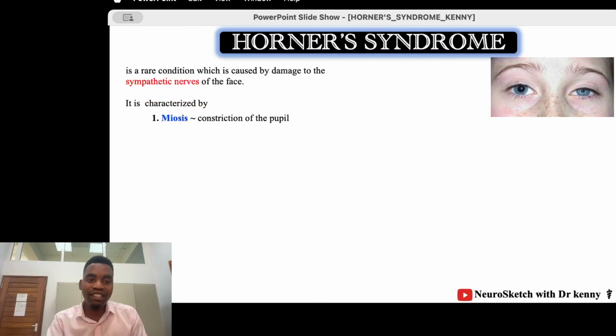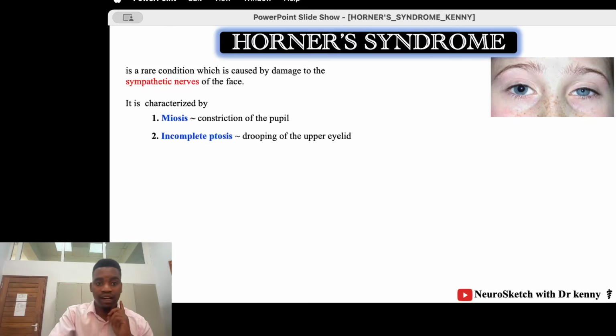Well, number one, as we've said, we have meiosis, the constricted pupil. Why a constricted pupil? Because we have already removed the sympathetic nervous system, so the pupil remains constricted because the parasympathetic takes over. And then we have also seen incomplete ptosis. I insist, it is incomplete ptosis. It is not complete because the levator palpebrae superioris is there and does its function completely fine, except that we don't have the superior tarsal muscle, which helps maintain the elevation of the upper lid.